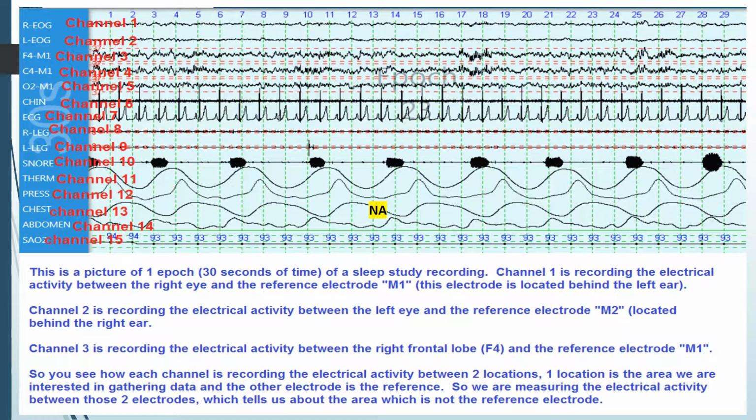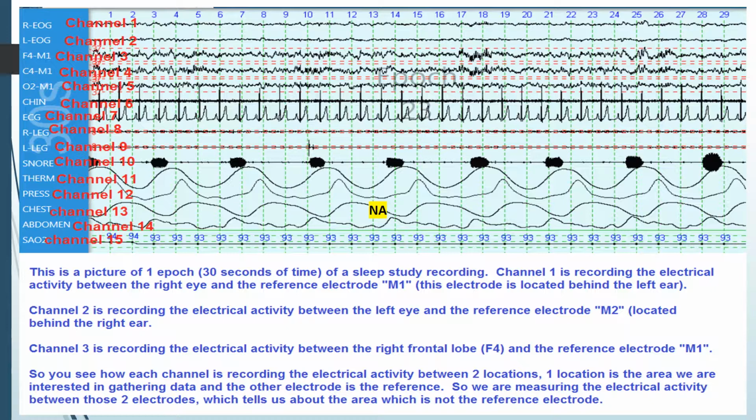Channel 6 is your chin EMG. Now that is an EMG because it's a muscle that we're looking at, not brain activity. EEG stands for electroencephalograph, meaning the electrical activity is coming from the brain. Channel 6, the chin, is an EMG, referring to it coming from a muscle, or a myelogram. Channel 7 is our EKG, an electrocardiogram. Our right leg is next on channel 8 and the left leg is on channel 9. Both of those are again EMGs because it's muscle.